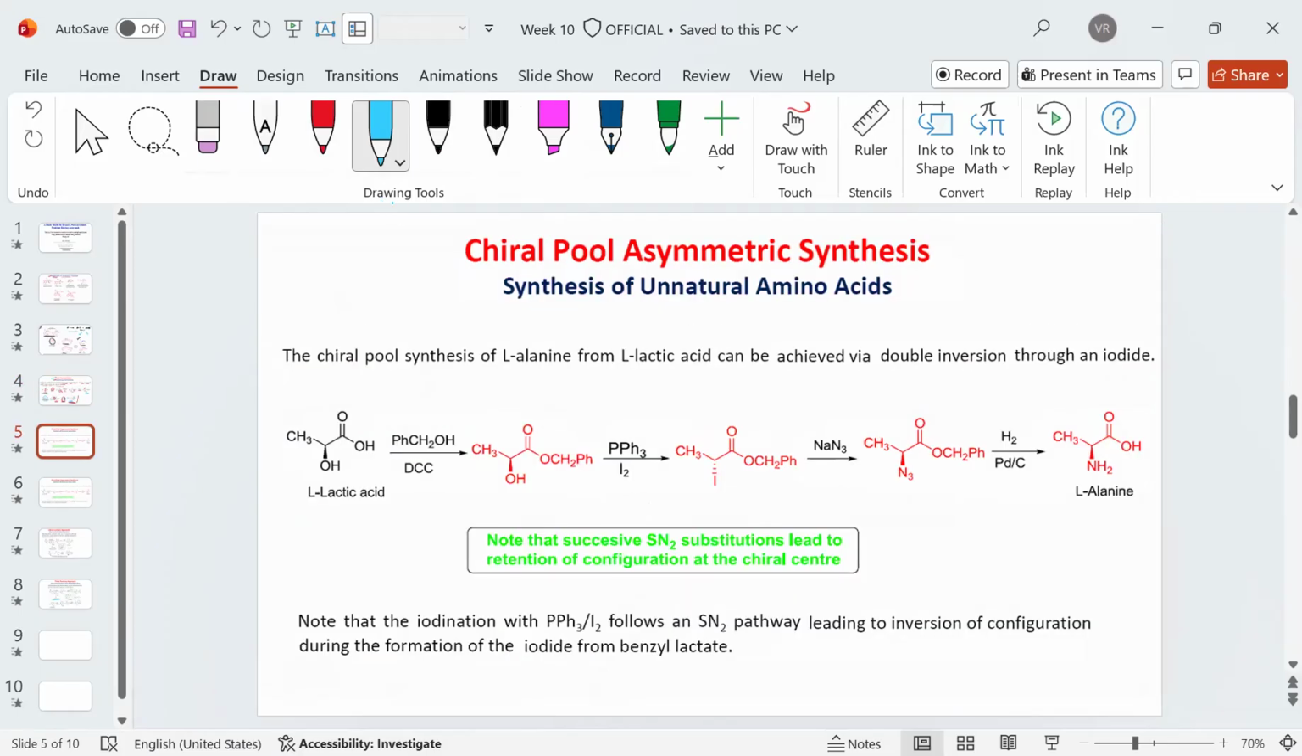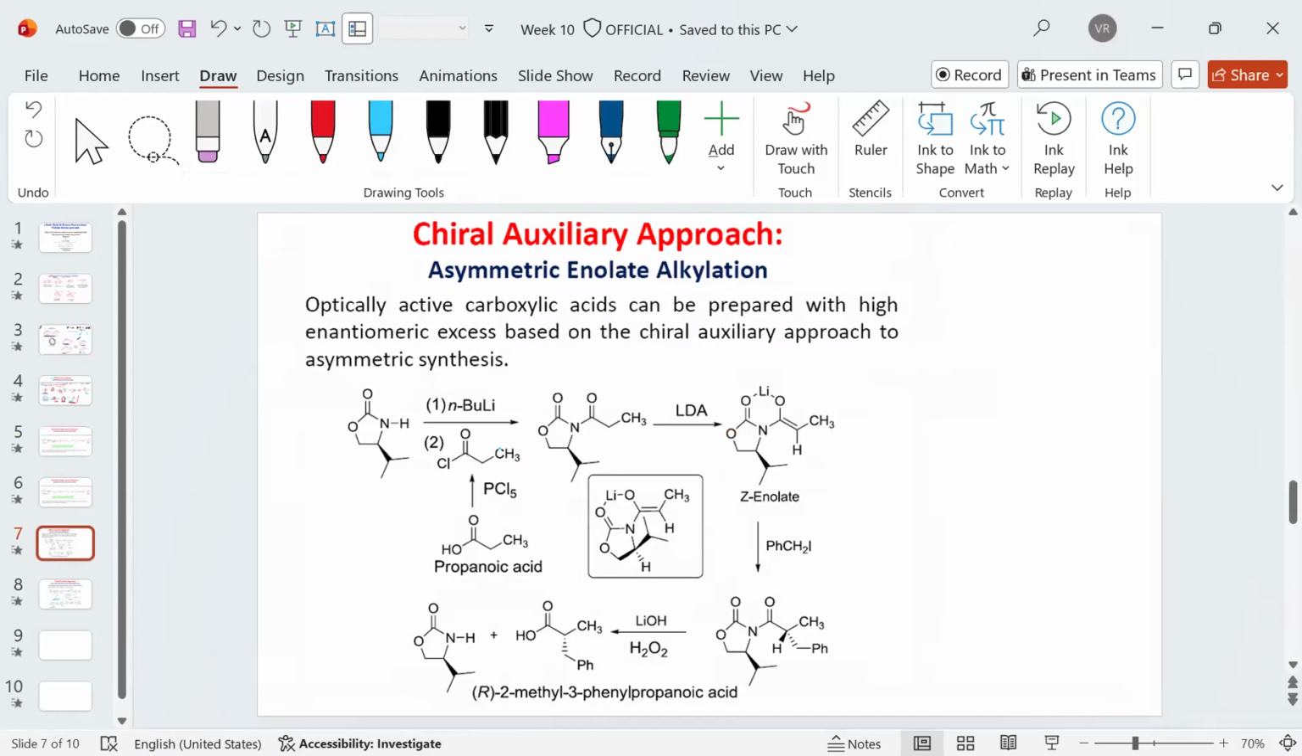So this is again an example of the chiral pool synthesis. You can have a look. I will directly move to another method, which is the third one, the chiral auxiliary method. We have already discussed all these methods in the last video, so I will just recap, so it will be easy for you to understand some of the problems based on this asymmetric synthesis.